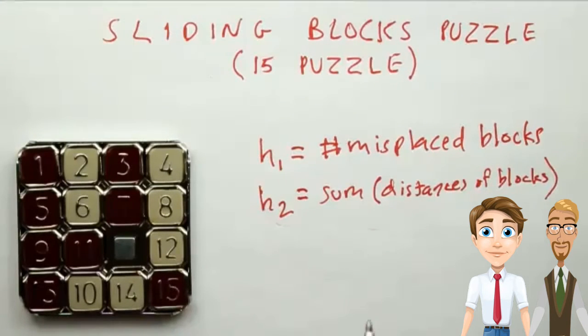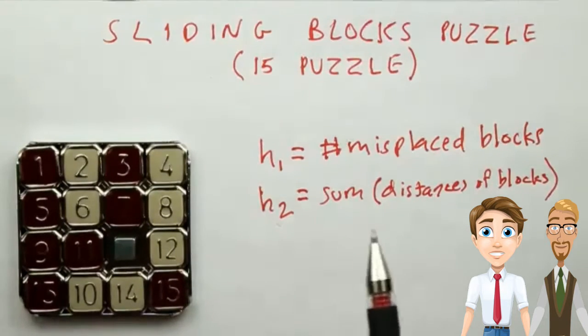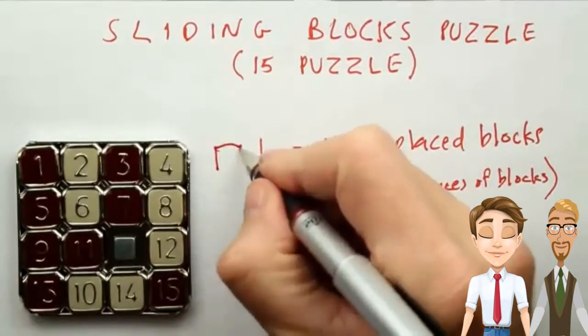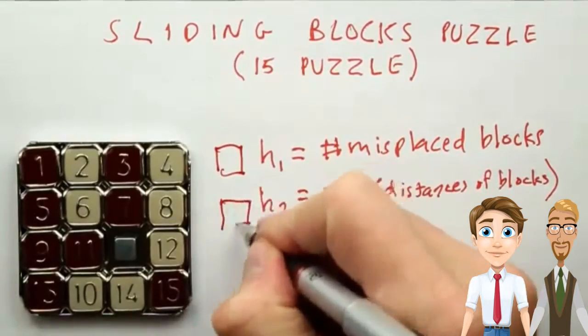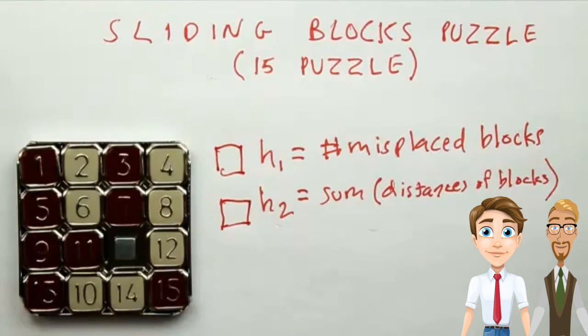Now the question is, which, if any, of these heuristics are admissible? Check the boxes next to the heuristics that you think are admissible.